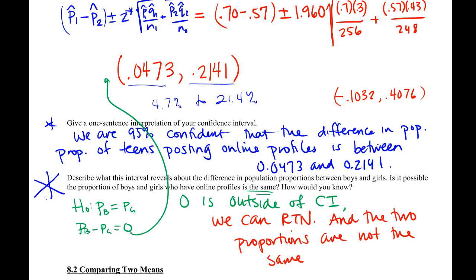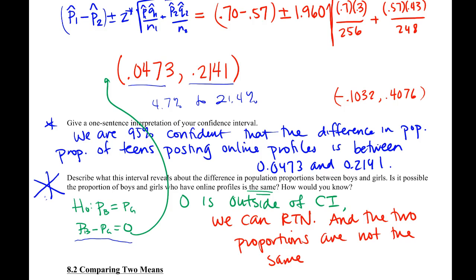And we talked about this in class. If the proportions are the same, that's our null, right? It has an equal. That means that our difference would be 0. And we just did a confidence interval for the difference. So since 0 is not inside my confidence interval, we get to reject the null. That means the two things cannot be the same. We just said we think 4.7% to 21.4% more girls have online profiles than boys. We did not say that they were the same.